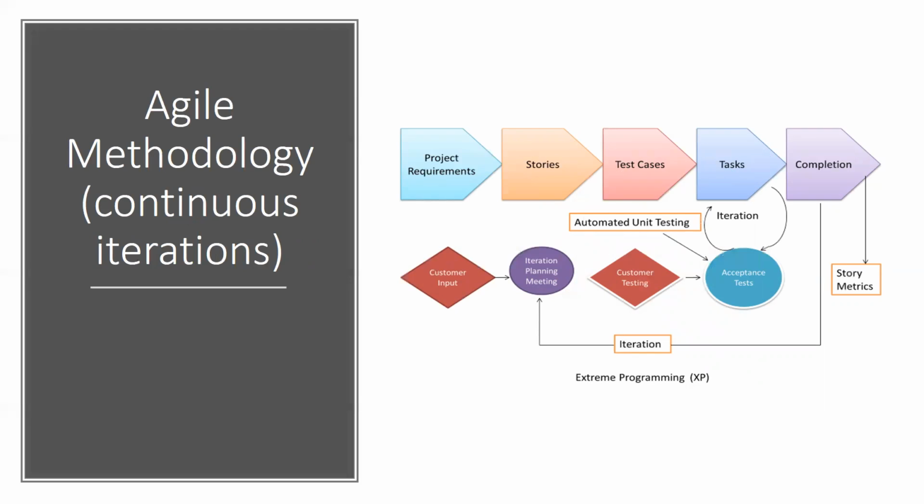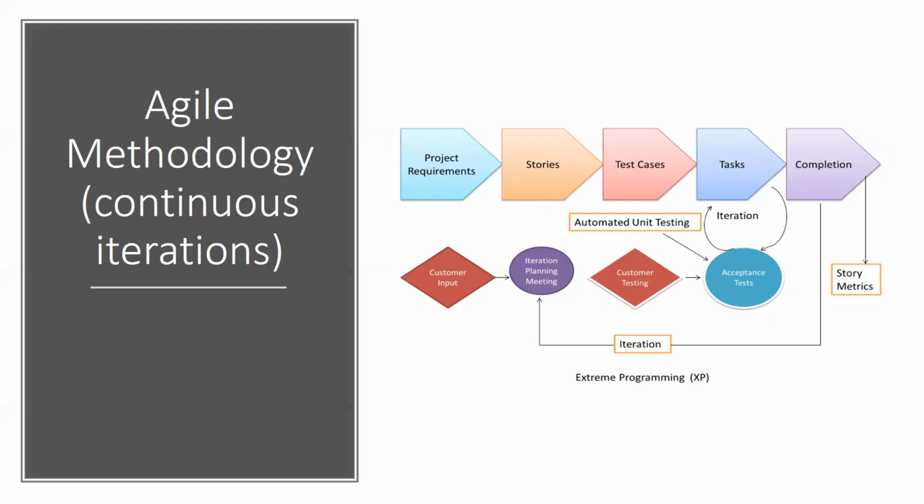So here, if you see the software development cycle for agile, the agile methodology is very much used by developers because they have iterative meetings with the customer. They show the output to the customer, take the input, and if any changes are required, they do the changes. So project requirements are converted into user stories, and user stories are further divided into test cases, and test cases are the tasks which are developed by the developers.